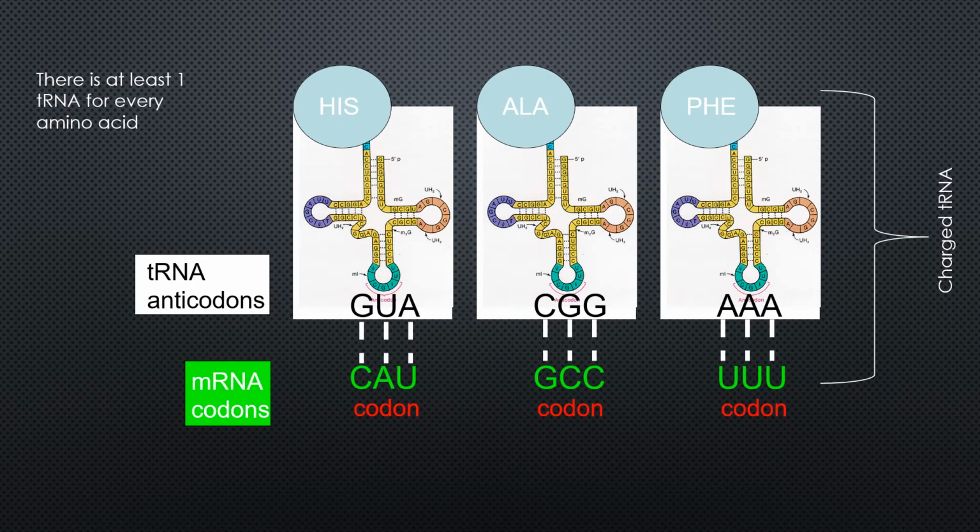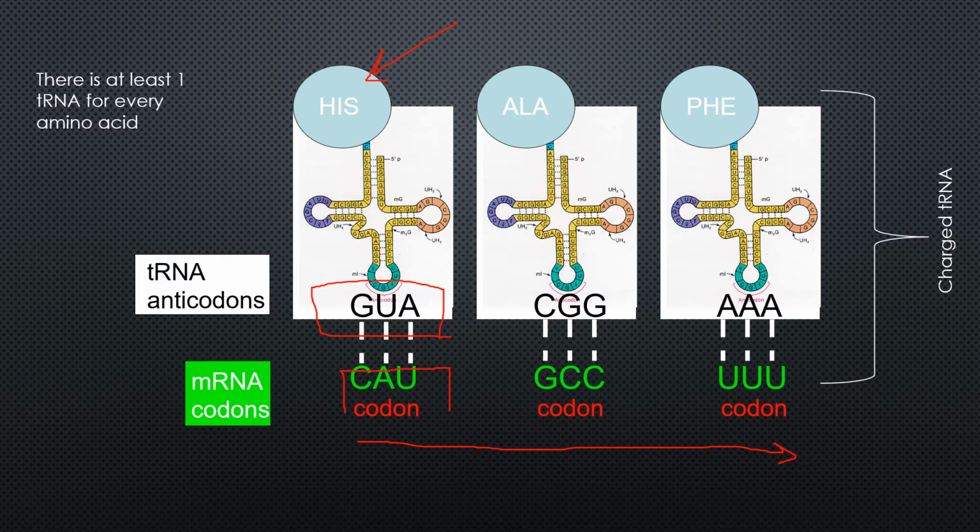Okay, so we said there's at least one tRNA for every amino acid. So you can picture that as our codon on our mRNA with our 3 nucleic acids, the anticodons on the tRNA, and then here we have the amino acid that's been attached. And so as we go down the mRNA, we go to each codon and have the tRNA attached.